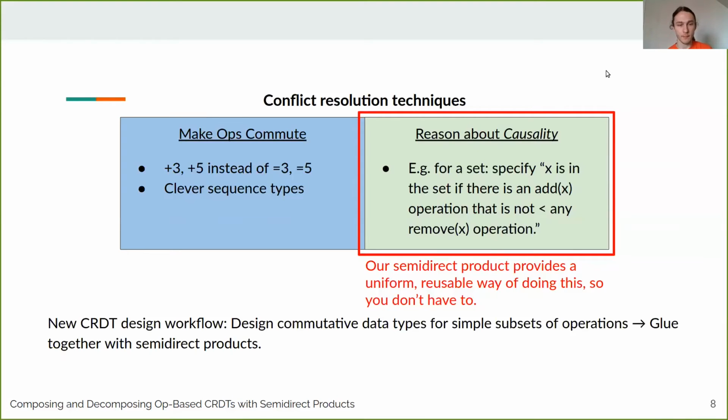So what our semidirect product enables is a new CRDT design workflow. Starting from an ordinary data type that you want to turn into a CRDT, you first design commutative data types for simple subsets of operations, and then you glue together those subsets with semidirect products, and it'll handle conflicts between the operations that don't commute in a natural way. In our experience, this design workflow works for most existing CRDT types, plus novel ones.